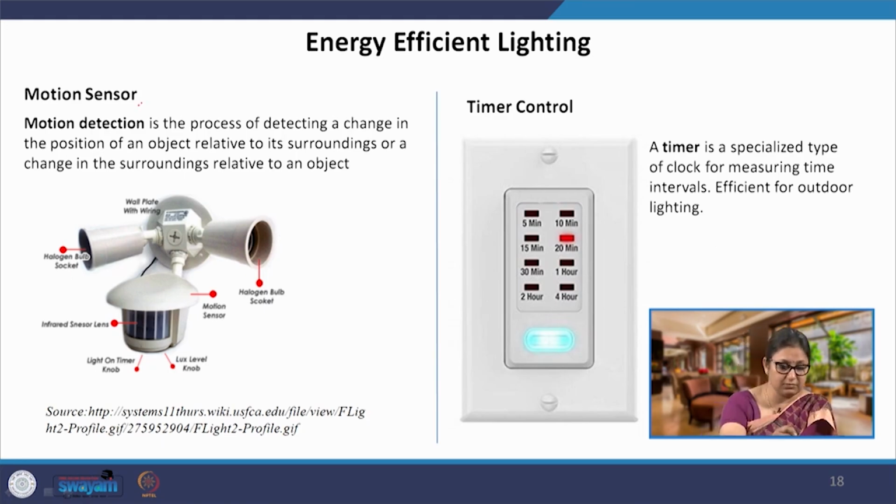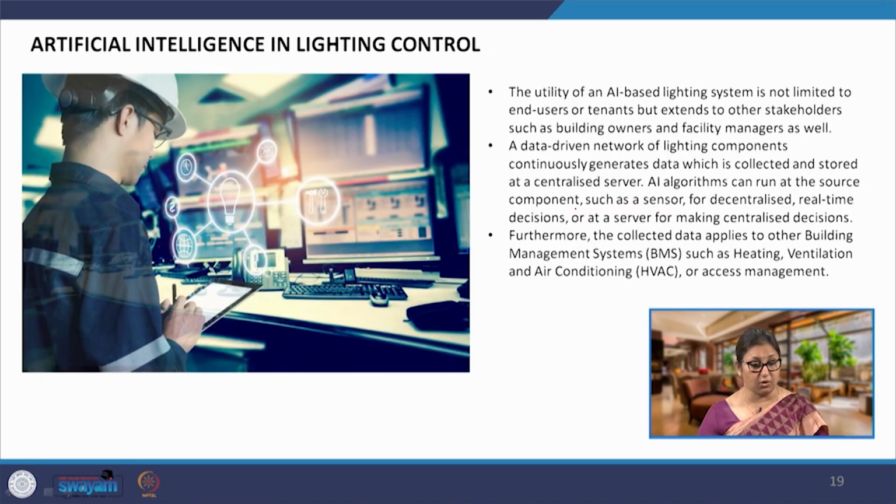This is one example. Here we are using a motion sensor. It detects the motion, it is an infrared sensor, and sensing from this, it sends the signal to the lighting, the entire line of luminaires that are going to be controlled through it. Timer controls would look something like this: we will have a specialized control which gives us the time for how long the light has to be on, or after how many hours or minutes the light will go off.